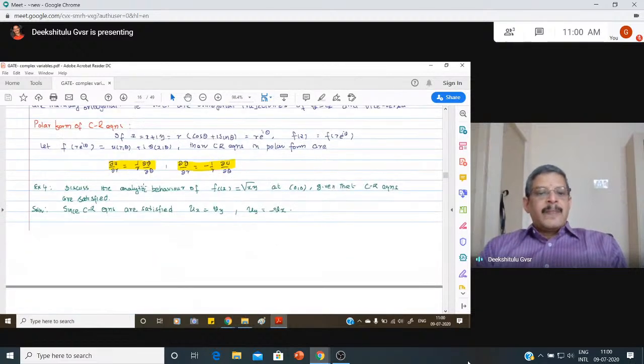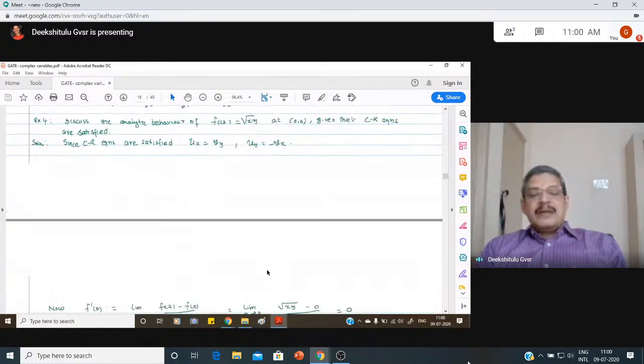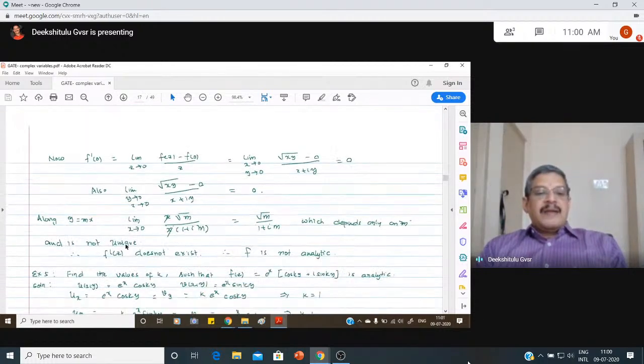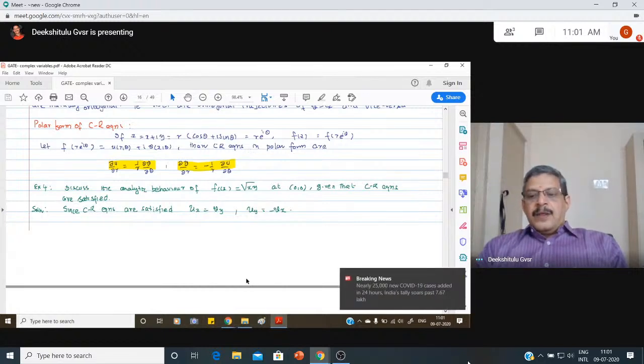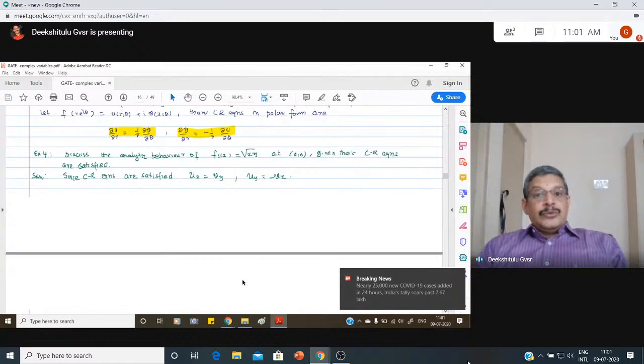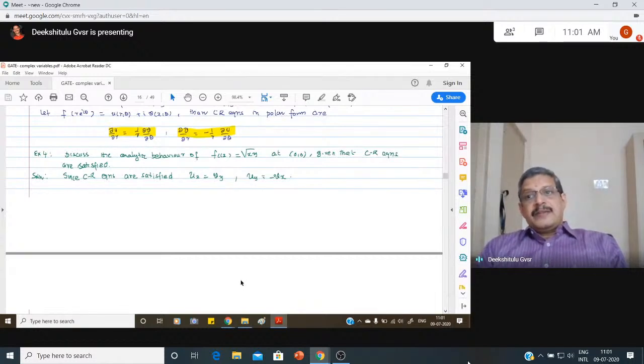So the irony here is that CR equations are satisfied, but f dash z does not exist. This is one way. The other way is, what is dou f by dou x? The imaginary part is 0 here. What is the first order partial derivative with respect to x? It is square root of y by 2 root x. At x is equal to 0, what happens? It goes to infinity. It does not exist. So that means the first order partial derivatives do not exist, they are not continuous. So though these CR equations are satisfied, the function is not analytic here.